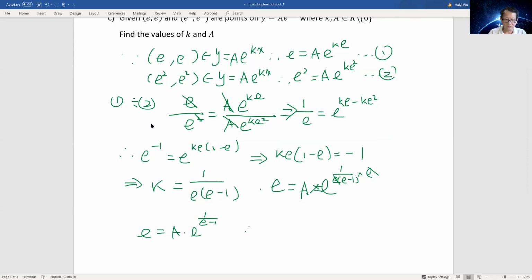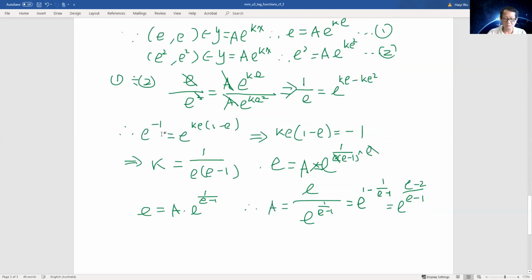So therefore, A equals e divided by e to the power of 1 over (e minus 1), so that will be e to the power of e minus 1 on the bottom, and e minus 2 on the top. So that's our A. So we got A and K, so we solved.